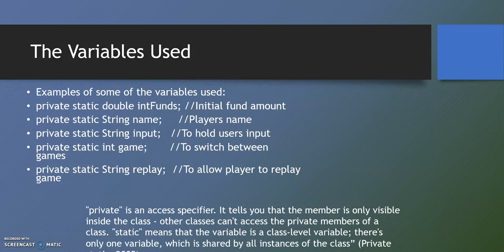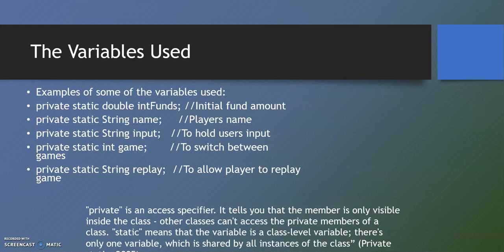Okay, so I used a bunch of variables for this casino project, so here's a couple of the variables I used. Here we have the ones underneath my main class, my private static double and so on. Basically all these are holding the stuff I've talked about before. The important thing about this: private is an access specifier. It tells you that the member is only visible inside the class. Other classes can't access the private members of the class. Static means that the variable is a class level variable. There's only one variable, which is shared by all instances of the class.